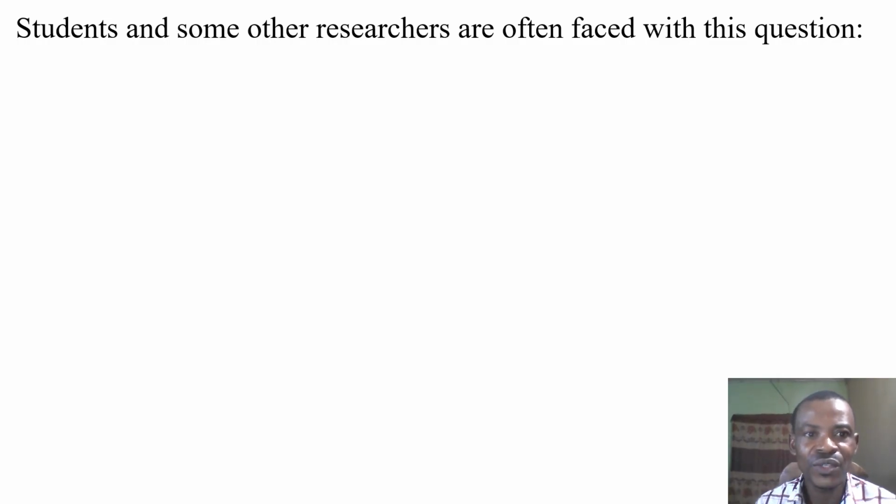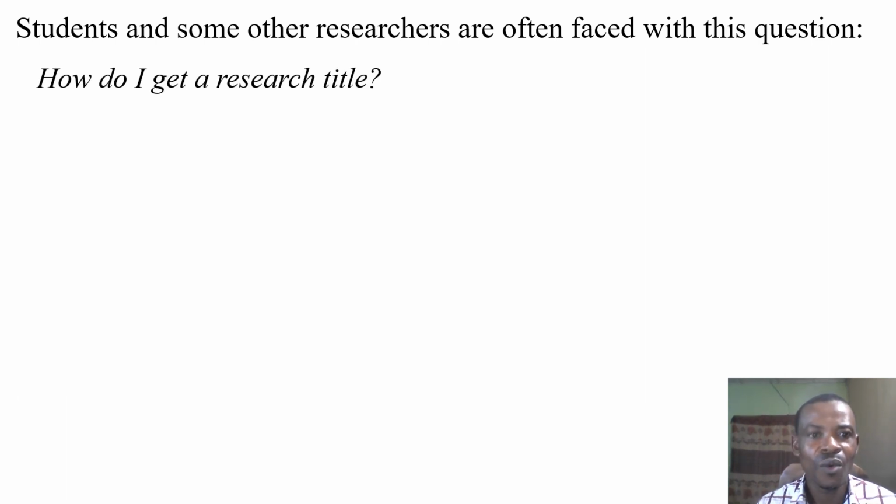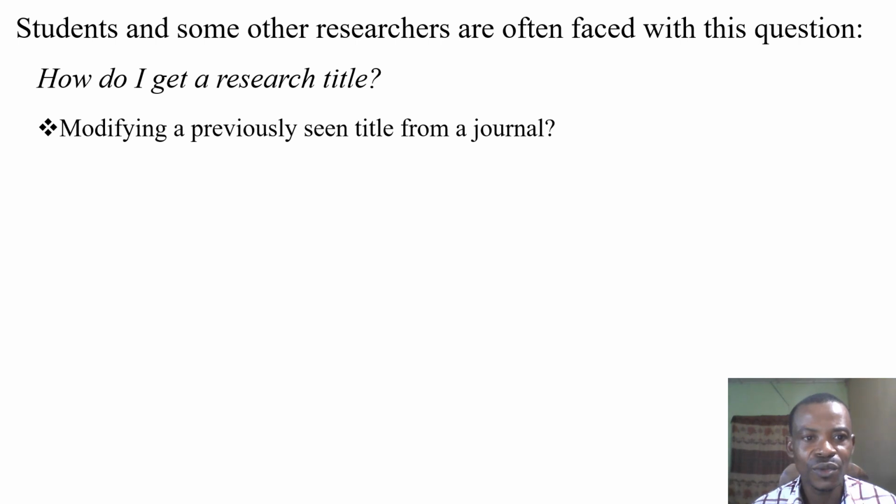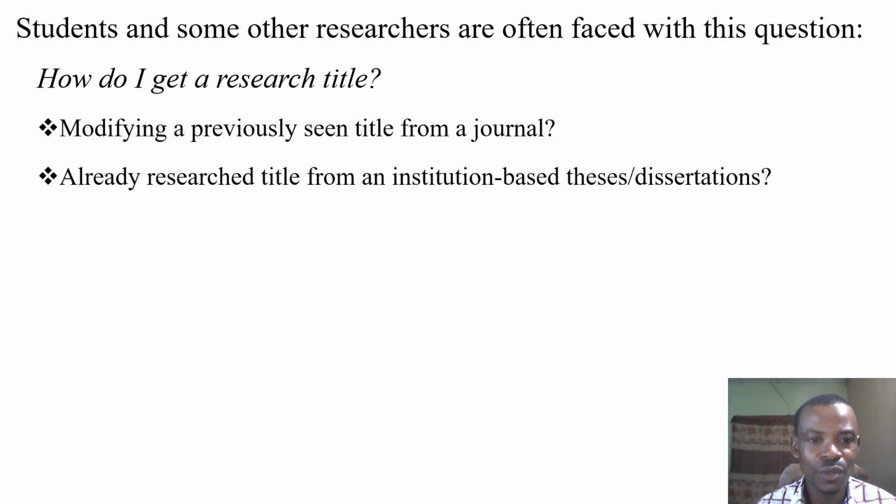Commonly, you could find that students or some categories of researchers are faced with the question: how do I get a research topic? If you ask yourself this question and you're a beginning researcher, there's a tendency to think, is it just by modifying a previously seen title from a journal? Perhaps you have seen the title of an article published in a journal and you just feel to modify it and make it your research title. Is it just by picking up an already existing research title from an institutional thesis or dissertation?